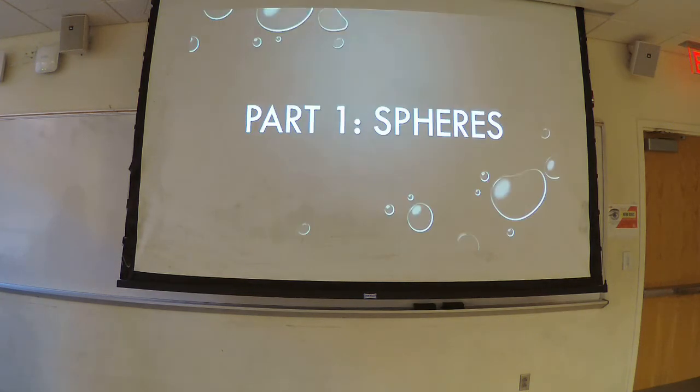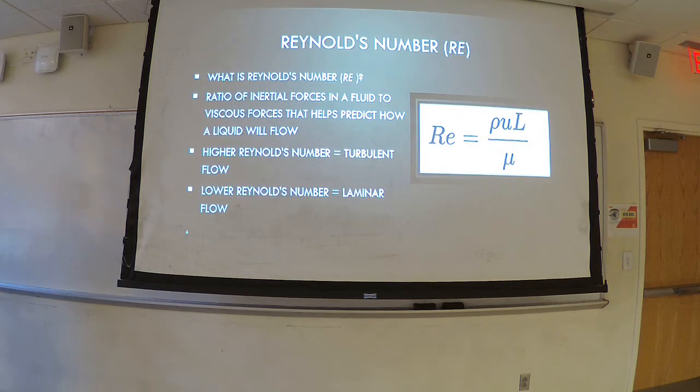Our presentation will have two parts. The first is about our investigation into spheres. To begin with that, we'll talk about Reynolds number. Reynolds number is a ratio of the inertial forces in a fluid to the viscous forces, and it helps predict how a fluid is going to flow and whether it will be laminar or turbulent. Higher Reynolds numbers tend to indicate more turbulent flow, while lower Reynolds numbers tend to indicate more laminar flow.